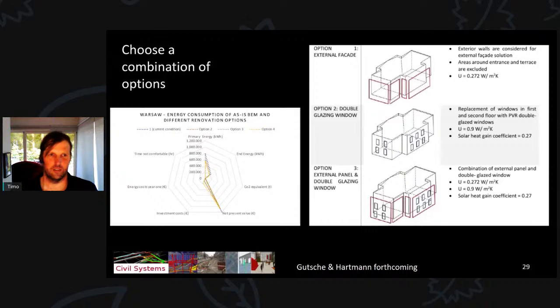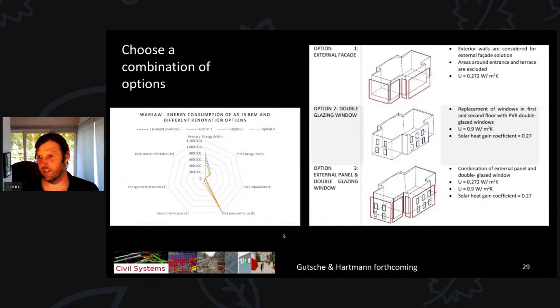And you can see this is a very simple example with only glazing, window and external facade and the combination of it. But you can imagine there are zillions of these products. I mean, if you look at the European market, there are probably even 1,000 different window options, right? And they are constantly changing, right?